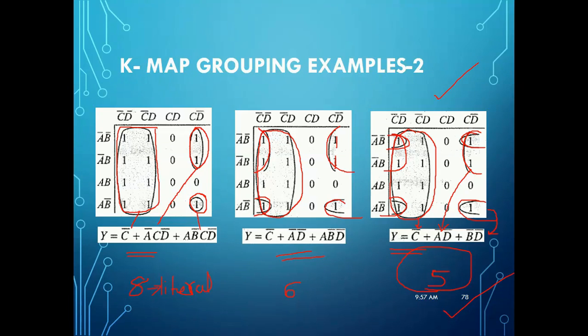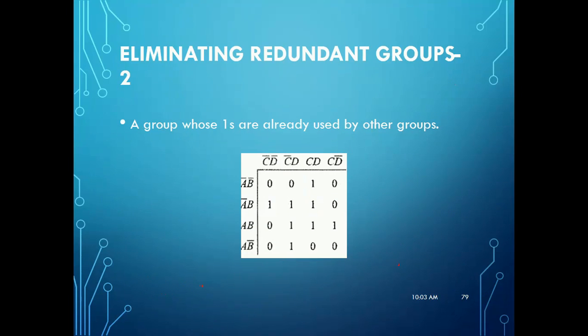So our aim in the K-map is to get a simplified equation which gives you the minimum number of literals. We have to form the expression so that when it is implemented, it gives a simplified expression with a minimum number of gates and a minimum number of literals. Now let us take one more problem where you are going to see elimination of a redundant group.